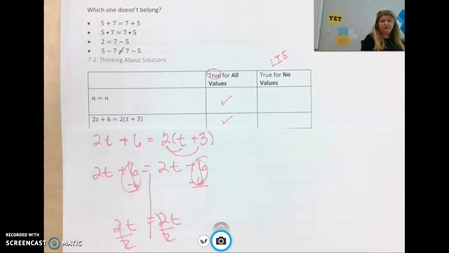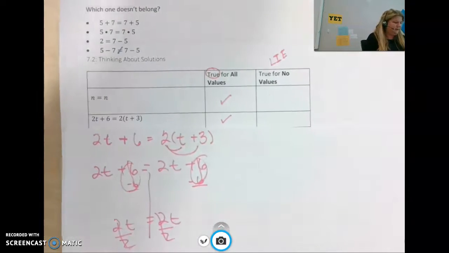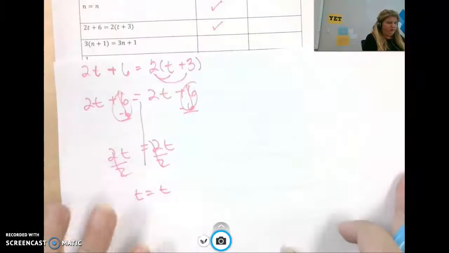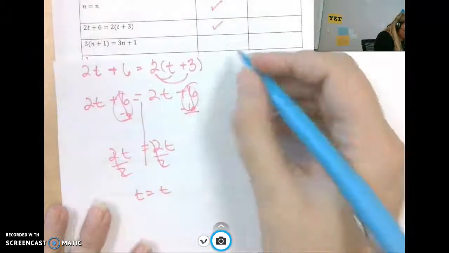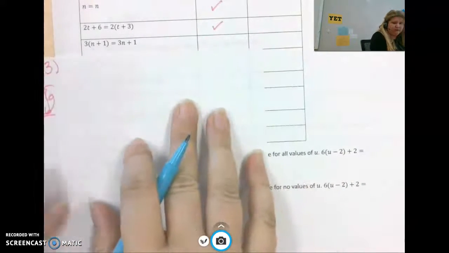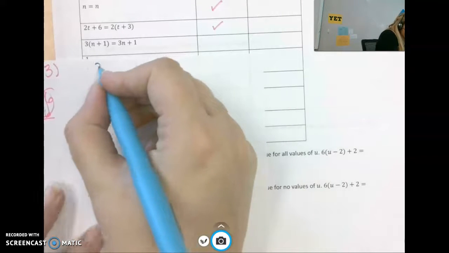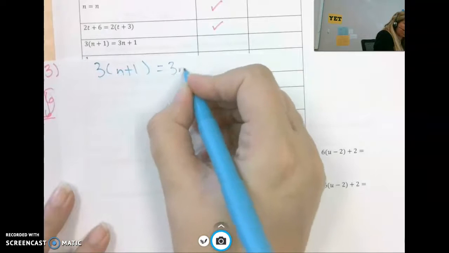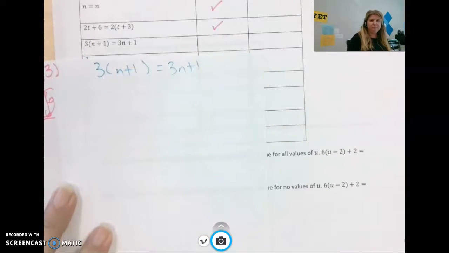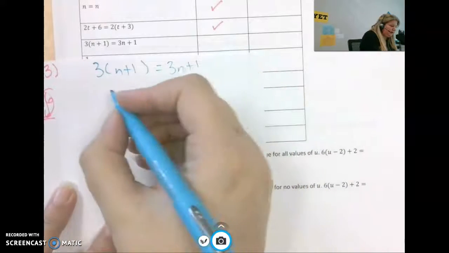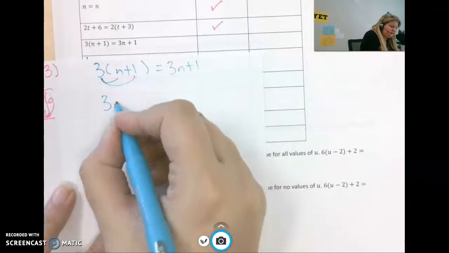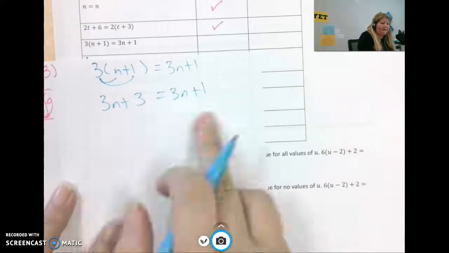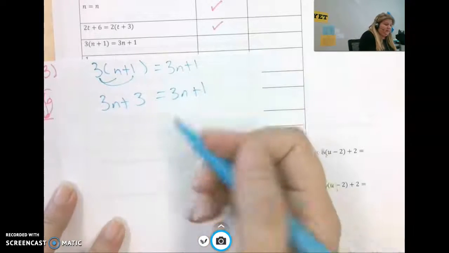Okay, I'm just going to switch colors. That way I can stay somewhat organized. We'll move on to the next one. Copy that one. Let's get my paper over. Okay, 3 times the quantity n plus 1 equals 3n plus 1. So here I could distribute and say 3n plus 3 equals 3n plus 1. That is not the same.